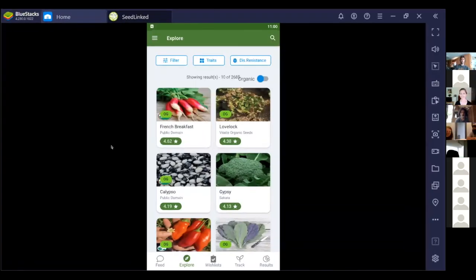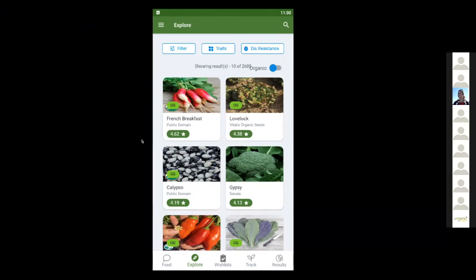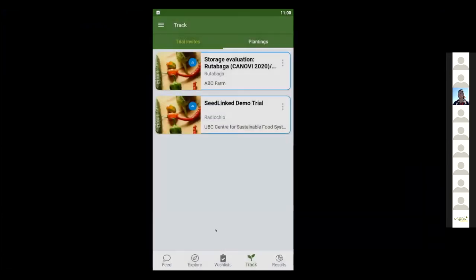So I am a big fan of the mobile version, because I don't like to do things twice. And I know a lot of you still like to use pencil and paper to do your ratings, which is totally great. And then you can transfer your stuff to SeedLinked later. The nice thing about the mobile version is you can do your evaluations right in the field.